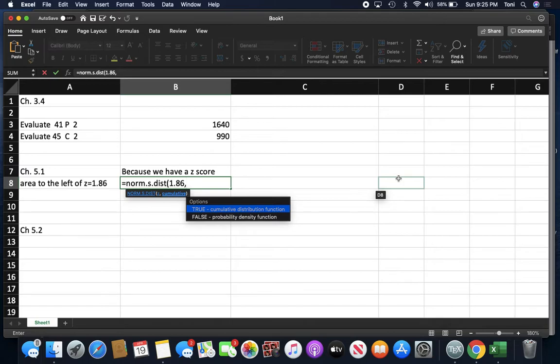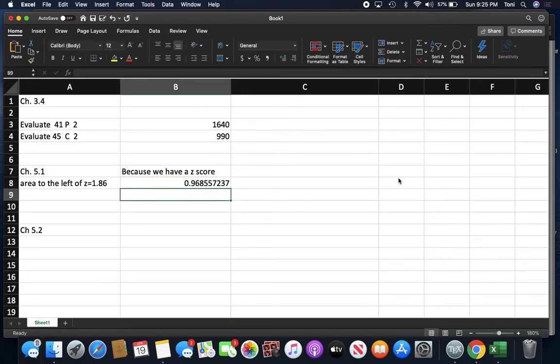Now for the cumulative distribution, we always want to put true, because we always want the area to the left of any z-score. Therefore, this value should always be true to ensure that it's giving us the total area to the left. Hit enter, and it looks like the area rounded to 4 decimal places is 0.9686.